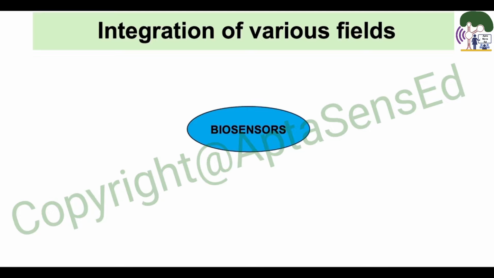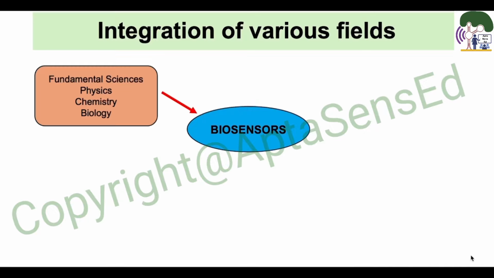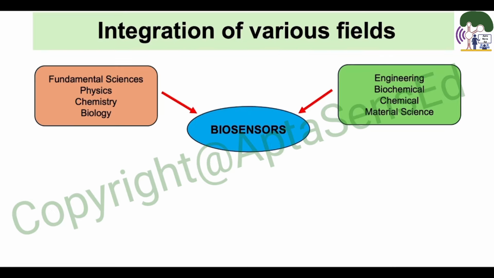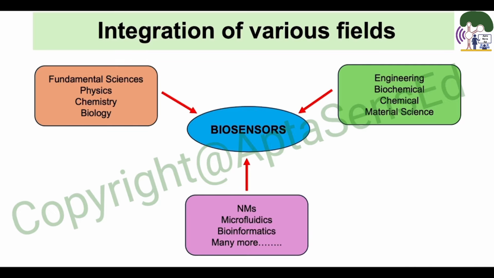Biosensors is a perfect example of an interdisciplinary area. This can involve integration of various different fields, for example, fundamental sciences, physics, chemistry, biology, engineering, biochemical, chemical, or material science. This can also involve cutting edge techniques like nanomaterials, microfluidics, bioinformatics, etc.